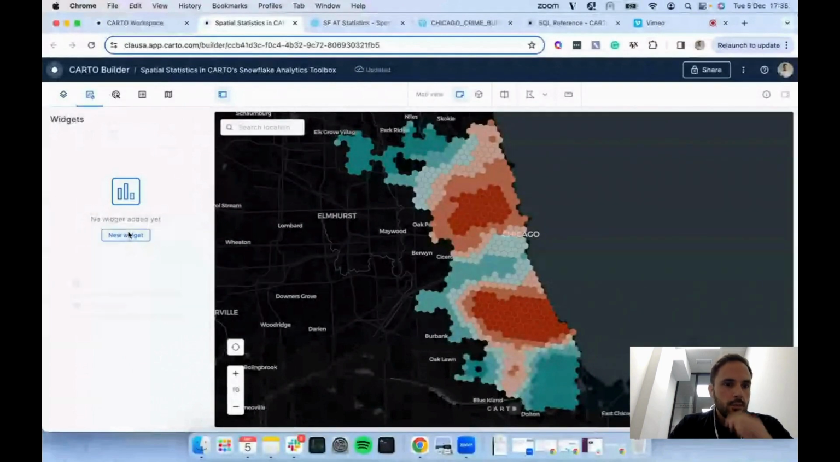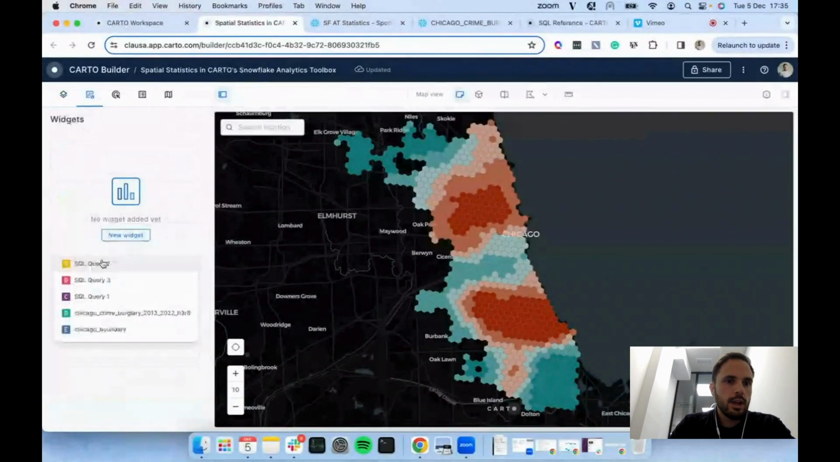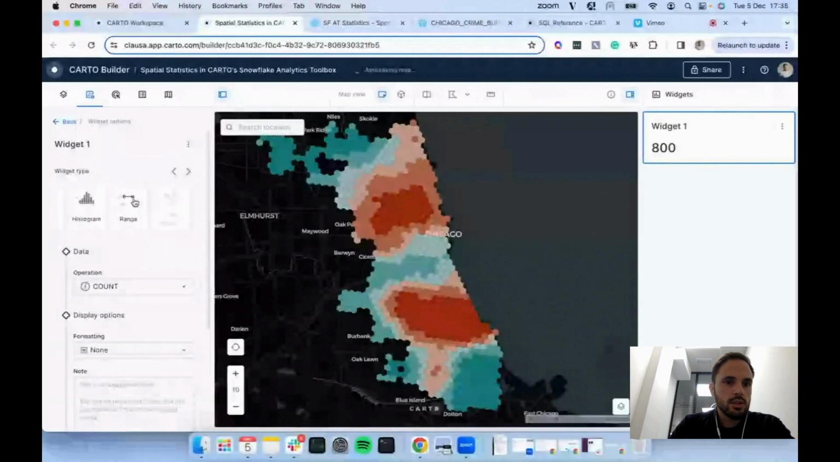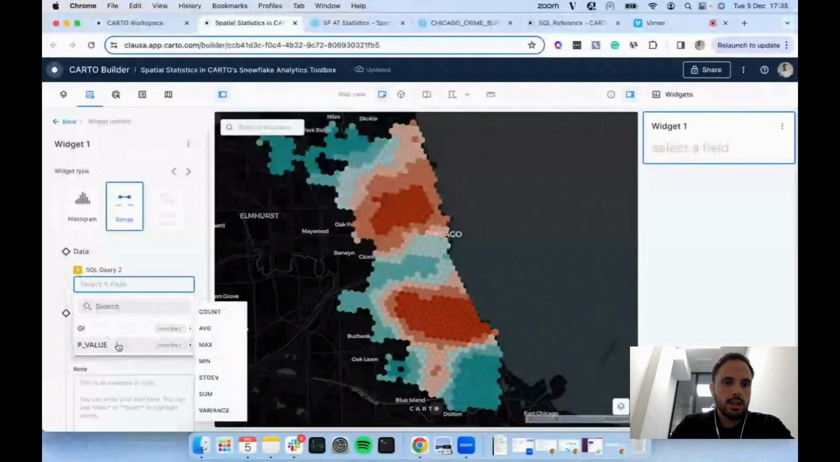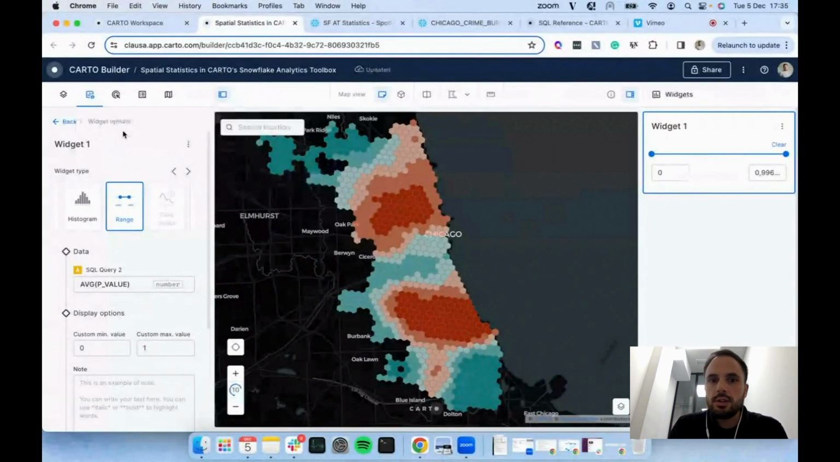Let me quickly check, this was layer A. So I can add a new widget for layer A, where we're going to select the range. Let me quickly do it, and then I will explain what this is. Basically, we're going to add a widget on the p-value. If you remember from Statistics 101, a p-value allows us to identify significant values. When we are talking about spatial statistics, a significant value is a value that we assume doesn't come from a random process.